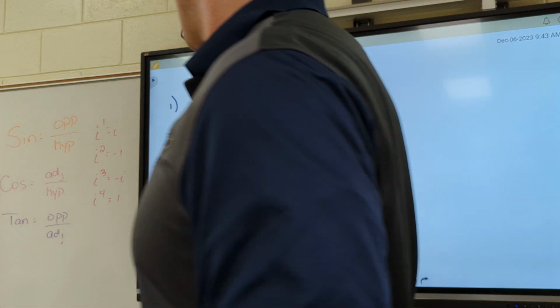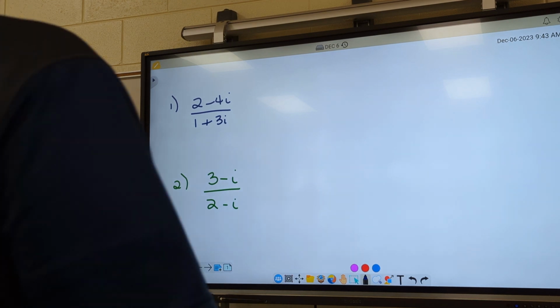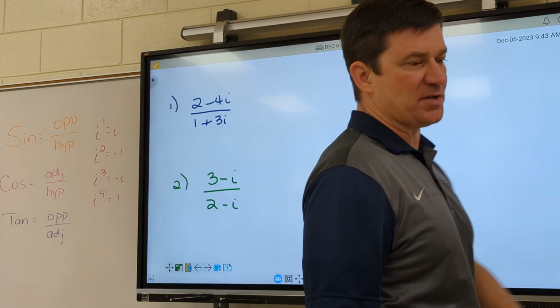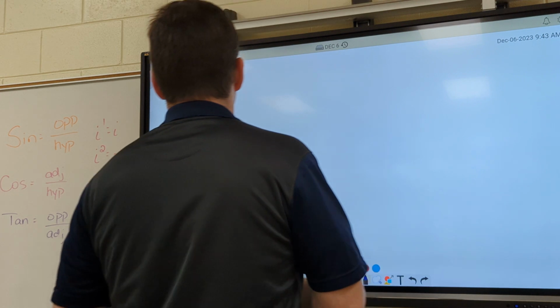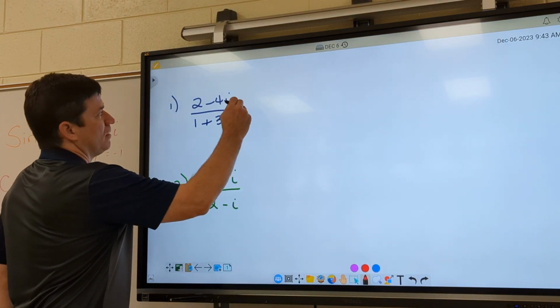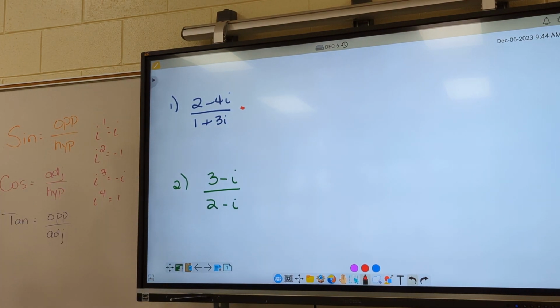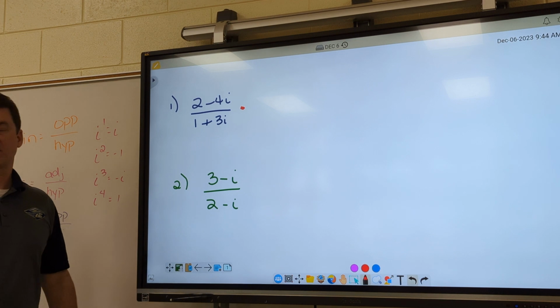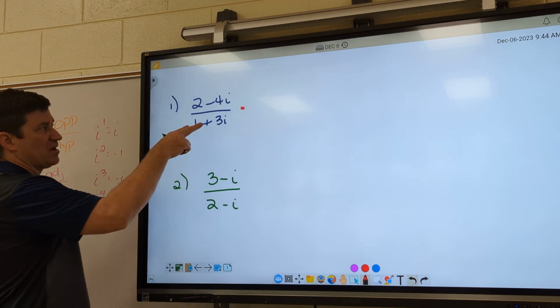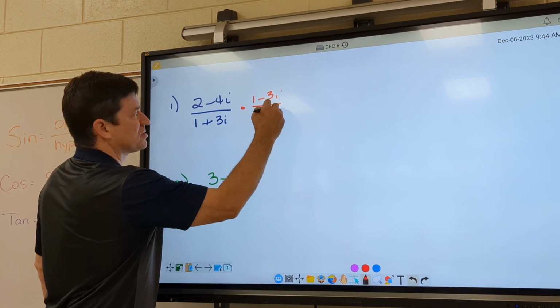All right, so what is the problem with number 1? Just like you can't have a square root on the bottom, you can't have an i on the bottom of a fraction as well. Do you guys remember from last year how to fix this? Let me show you. You have to multiply by basically the opposite of the bottom. It's called the conjugate. Not that you necessarily need to know that word, but the conjugate of 1 plus 3i is 1 minus 3i. And you write that on top and bottom.